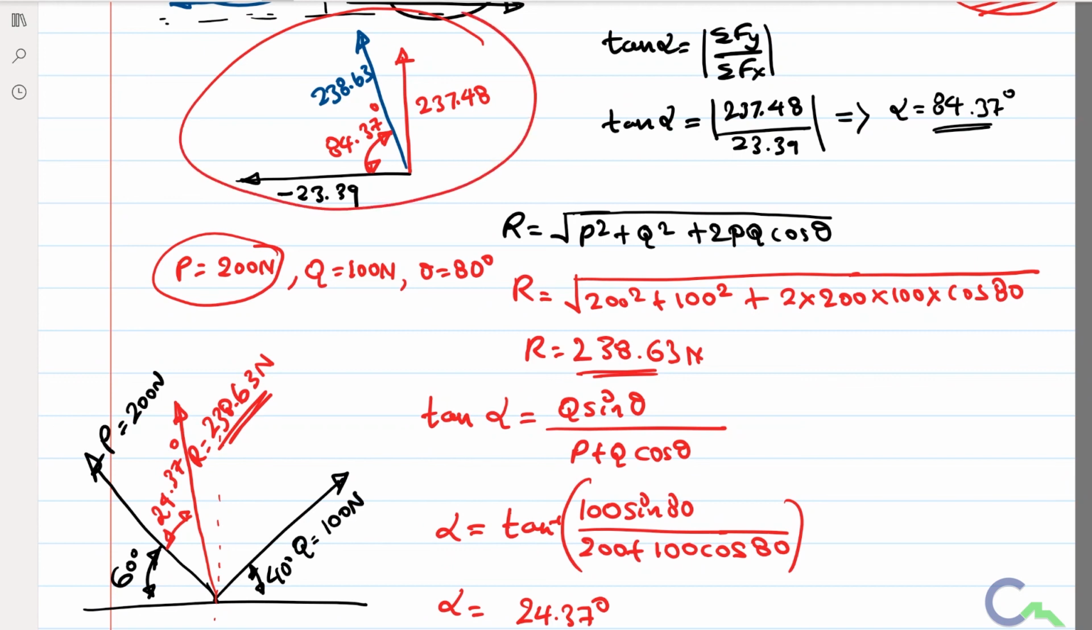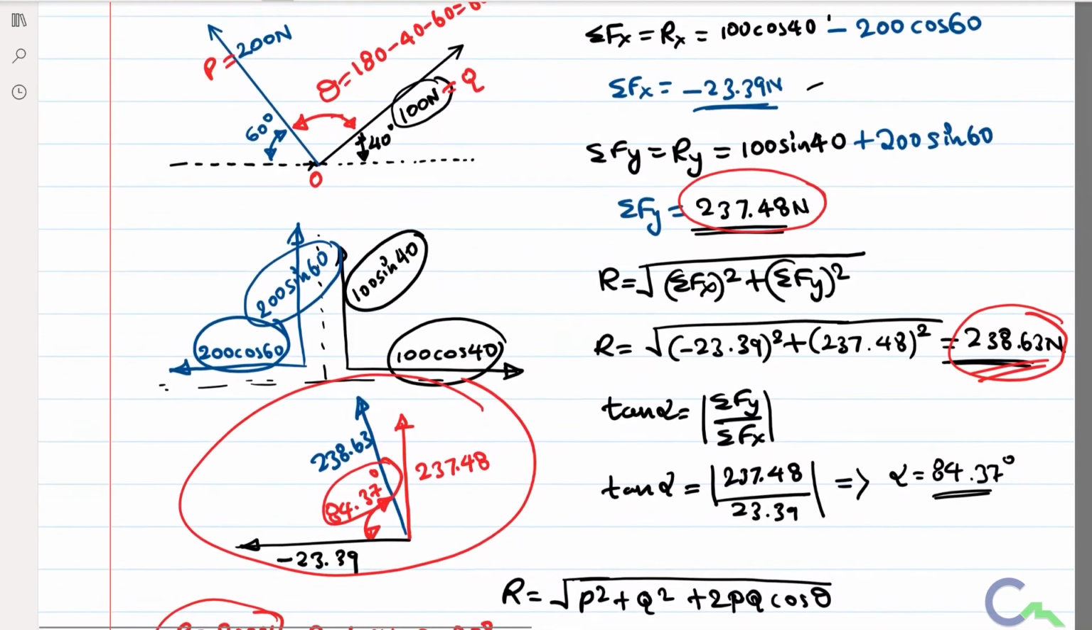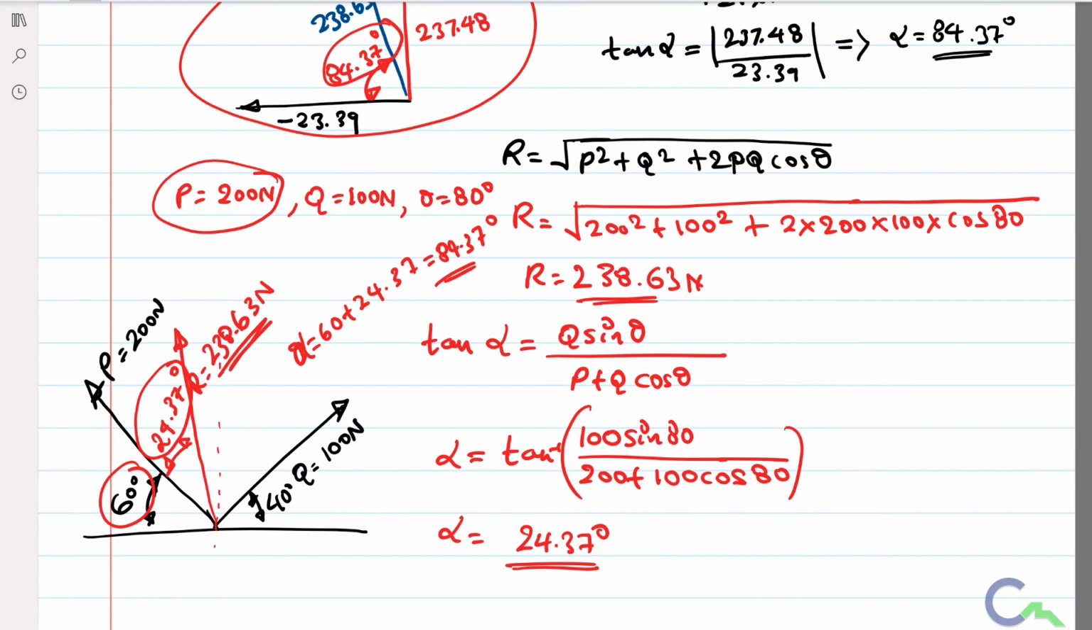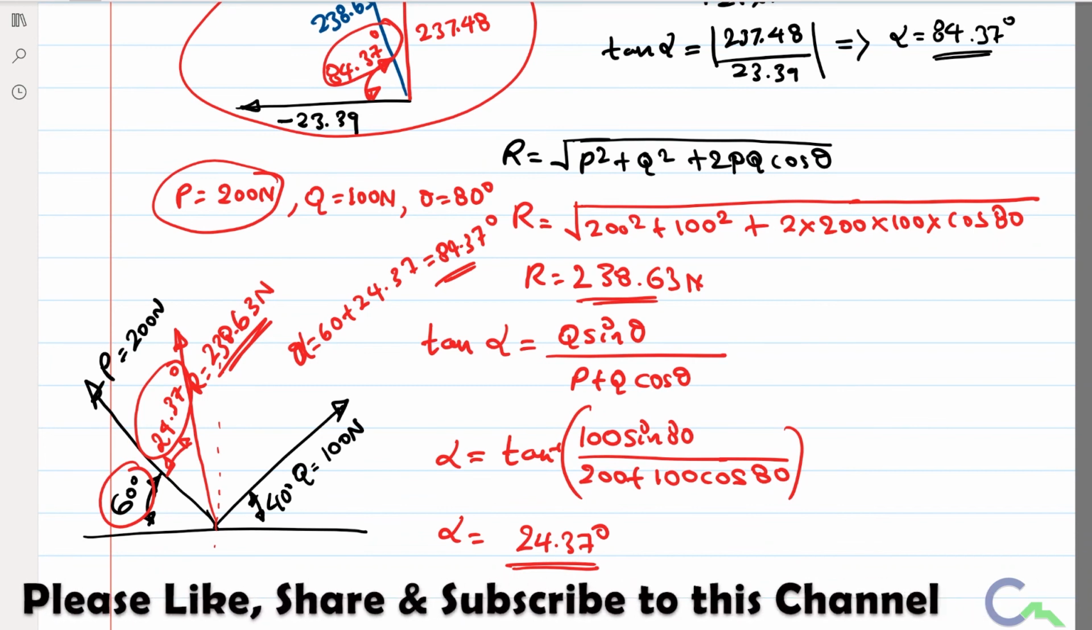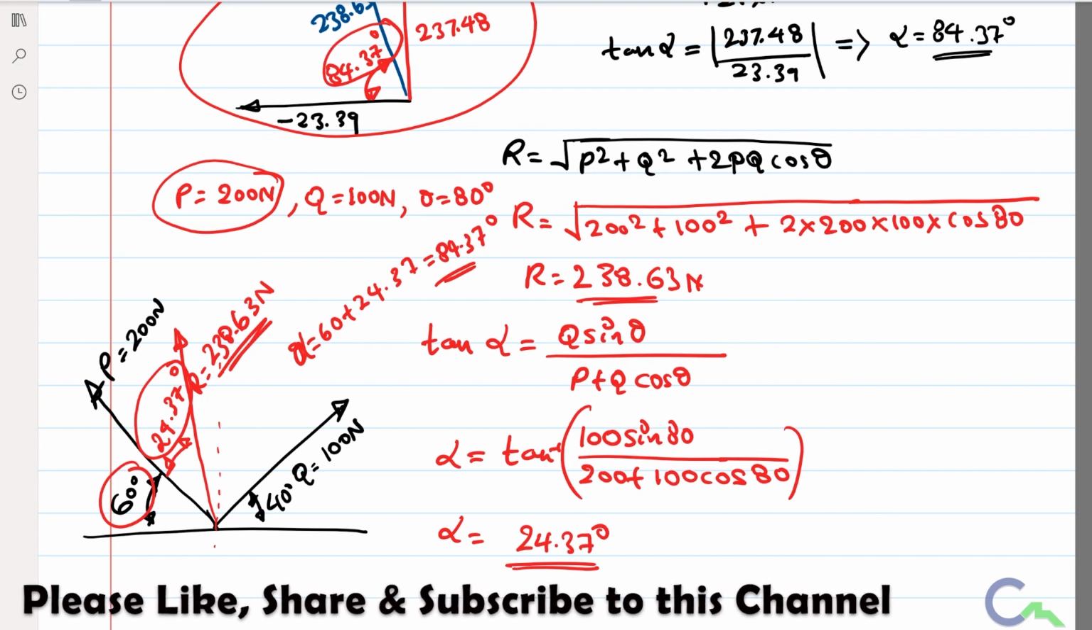In this case we got 84.37 degrees. So here also, if I add these two values, that is theta or alpha is equal to 60 plus 24.37, we will get 84.37 degrees. So if two forces are given in a coplanar concurrent force system, either I can apply the resolution concept or else I can apply parallelogram law of forces to solve those problems. Thanks for watching.